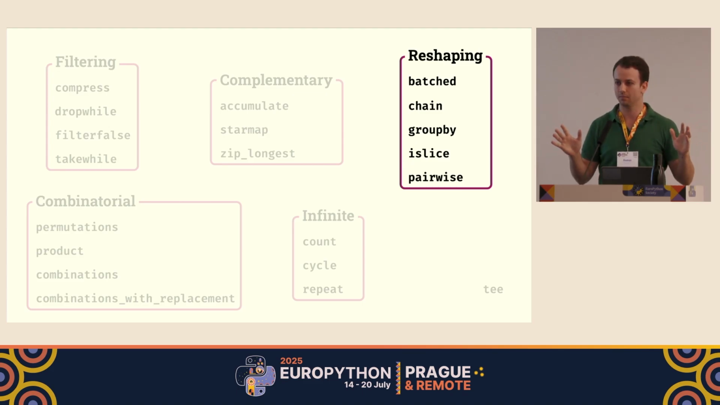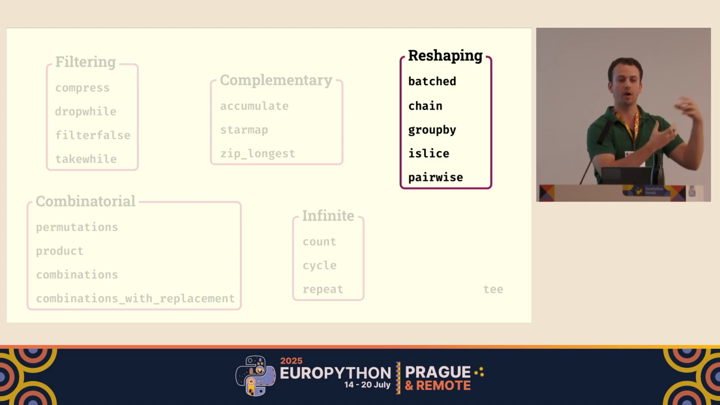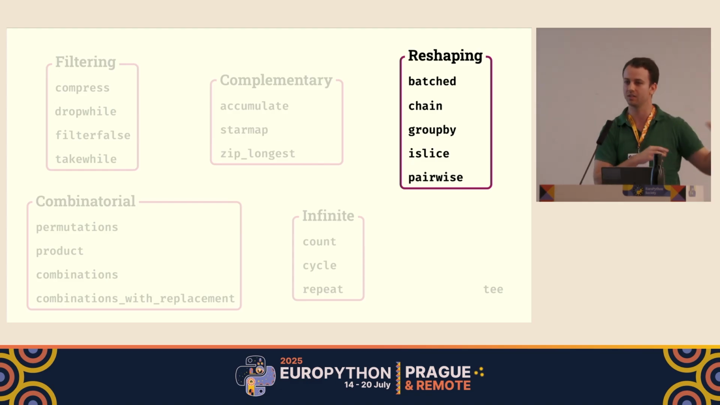Yeah? Awesome. And these reshaping iterables, they take this stream of data, they don't modify the elements themselves, but they change the way the data is formatted. So it might group the data somehow, it might shuffle a couple of things around. That's the point of these reshaping iterables.